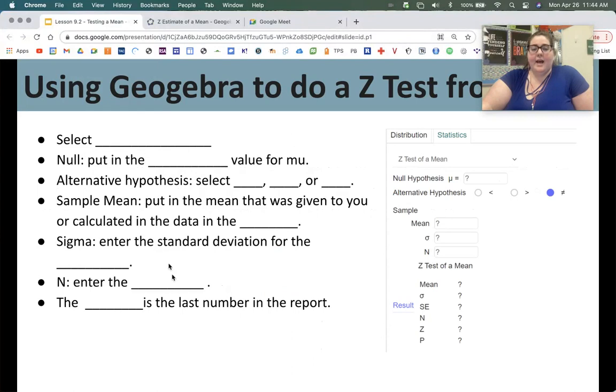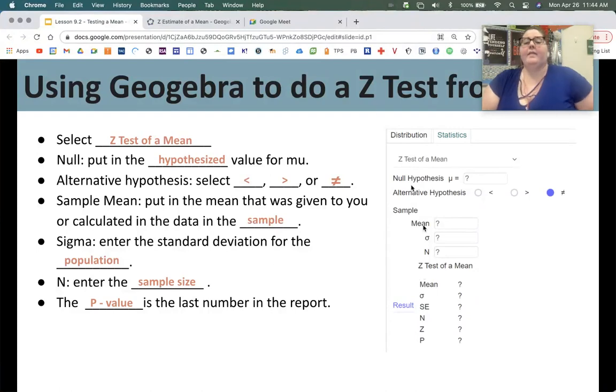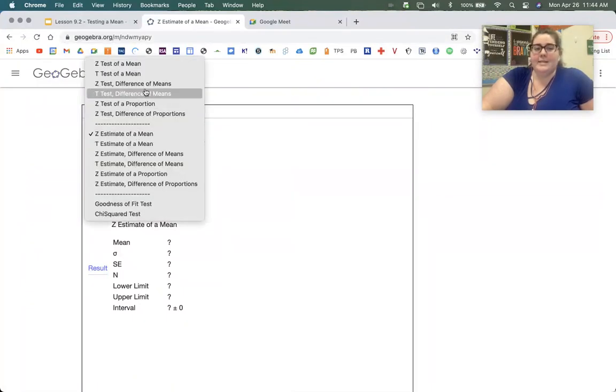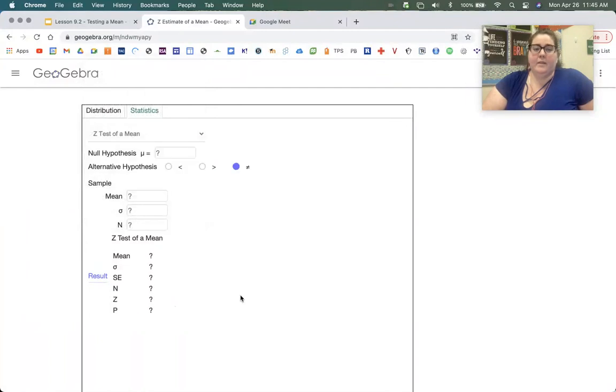So now let's get into how we actually do these calculations. So I'm going to put all this stuff in here, and then I'm going to show you. So we're using the same website, and I'll put the link to it, but it's the same website that we used in the last unit. But the difference is we are now doing a test instead of an estimate. An estimate is a confidence interval. A test means we're doing a hypothesis test. So I'm going to scroll all the way up here to the top where it says z-test of a mean and click that one.